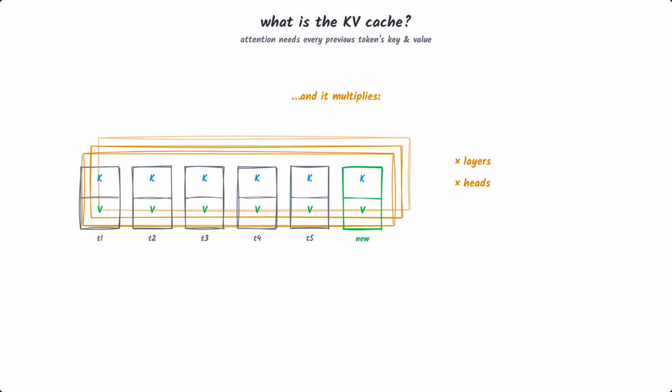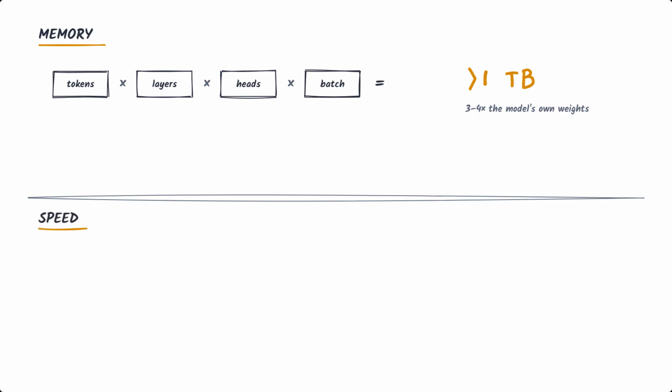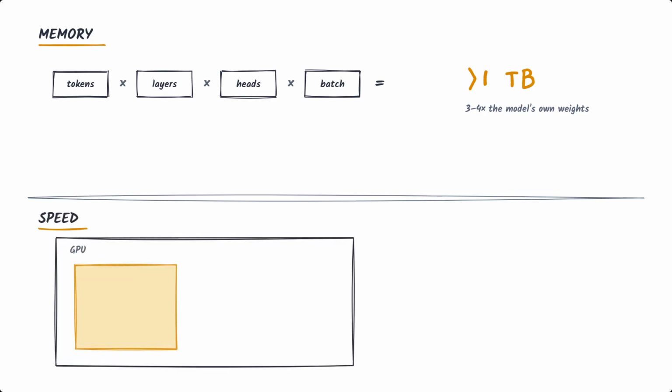The catch is that the cache grows with every token, and it grows once per layer, and once per attention head, and once per item in your batch. Those multipliers are about to bite. Let's make the size real. Take a very large model serving a big batch of long prompts. The KV cache holds a key and a value for every token, every layer, every head, and every request in the batch, and the numbers explode. For one large model, that's over a terabyte of cache, several times the size of the model's own weights.